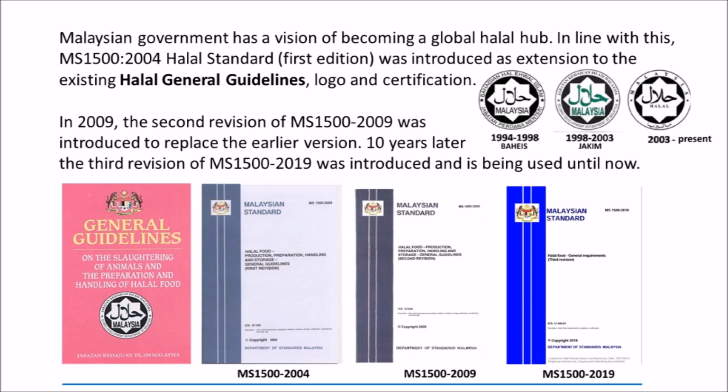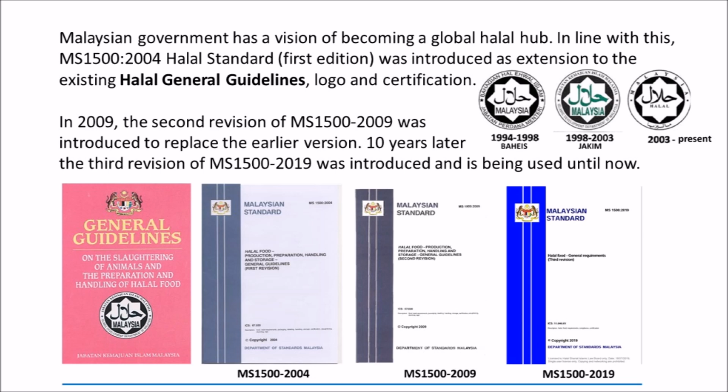This is a sample of the books, general guidelines. It's only guidelines, a recommendation on how to do it, the halal slaughtering, preparation of halal food or handling of halal food. But in 2004, the first standard, the first edition of the halal standard was introduced. The halal food production, preparation, handling and storage, the general guideline, first revision.